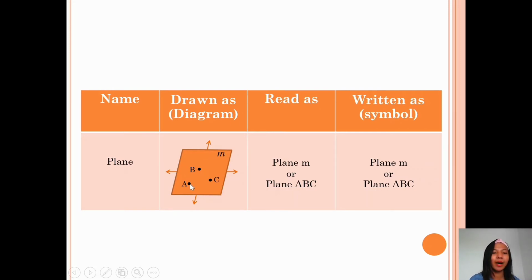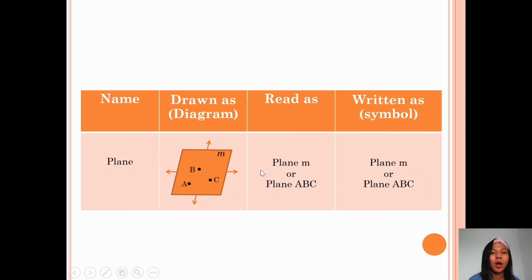As you can see, we have here point A, point B, point C, because the plane is composed of three non-collinear points. Non-collinear meaning not on the same line, not on a straight line. So as you can see, when you connect these three points, you cannot form a straight line, right? So that's how the plane is.